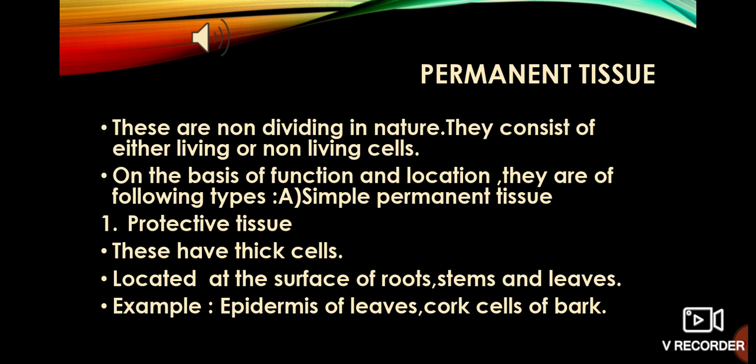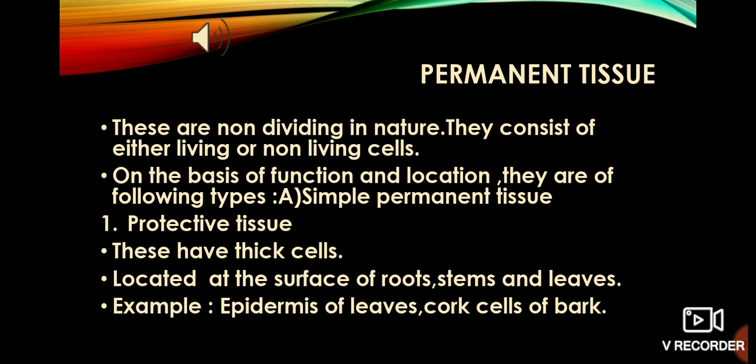Under simple permanent tissue, the first category is protective tissue. Protective means protection. So these tissues may have cells which are thick in nature, because if they are thick, then only they will be able to protect. As we have a house, isn't it? And outside the house there is a boundary. So the thicker the boundary is, the more protective we assume the house to be. So the cells are thick in nature. Next, they can be of varied shapes.